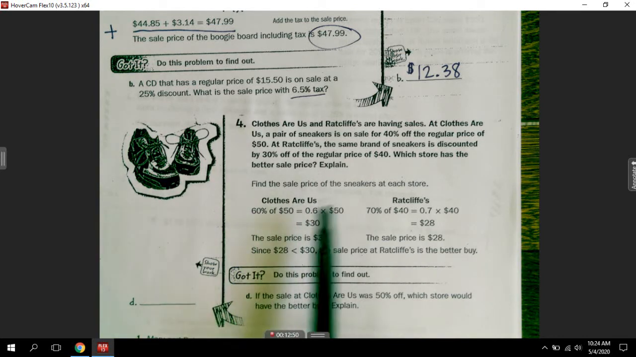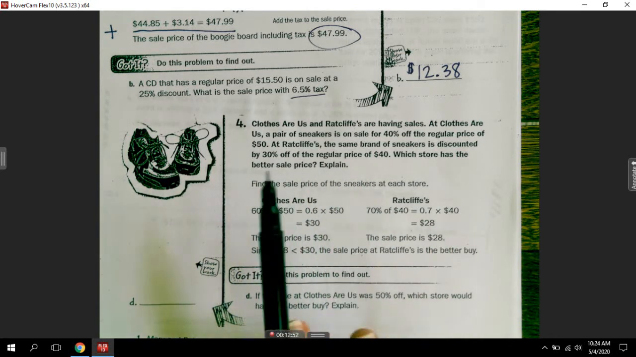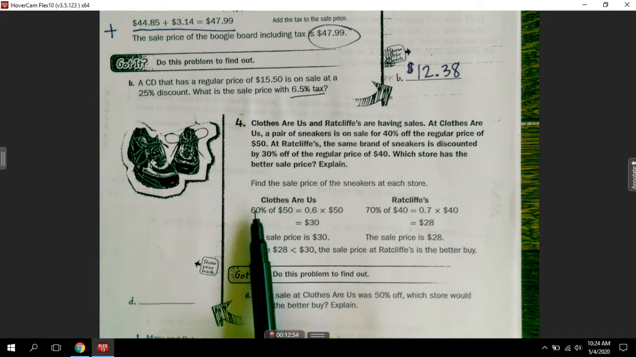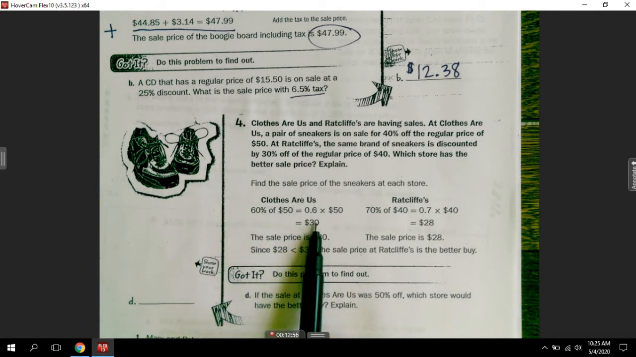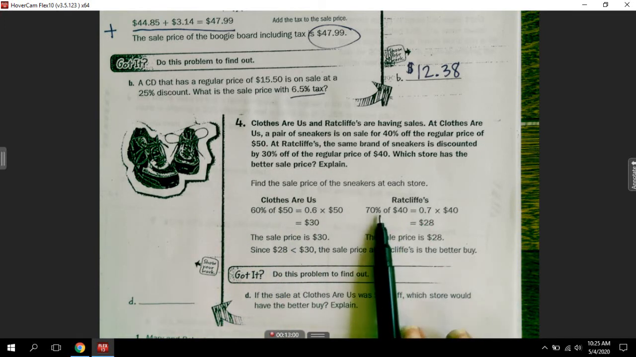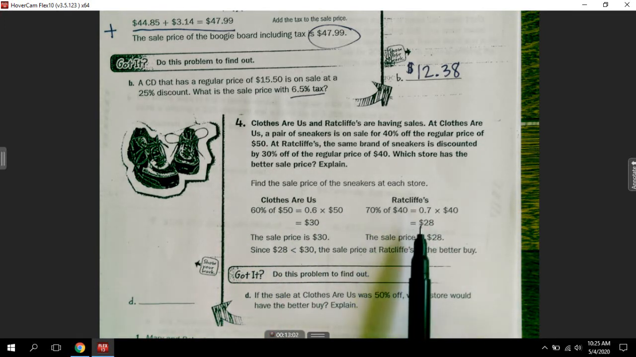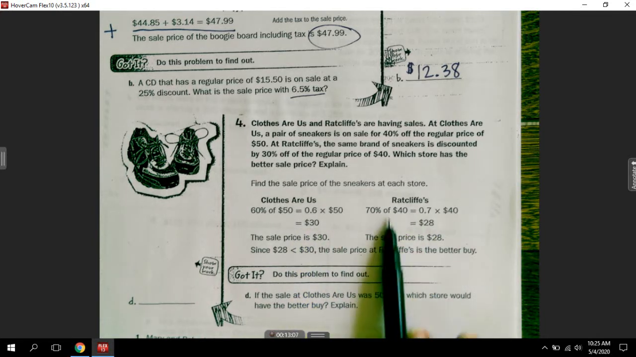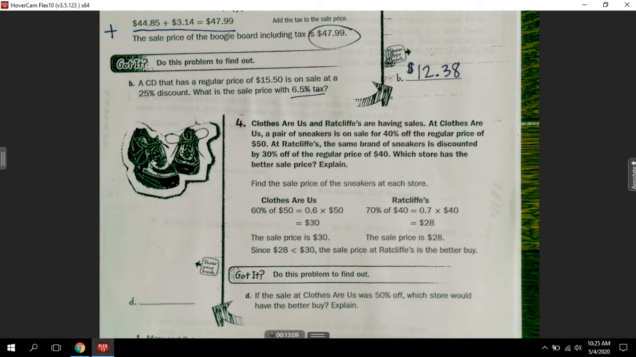So this is just a sale price. We're not taking into consideration any tax or anything. So you're just multiplying that 60% times 50, and that's $30. And then over here is the 70% times 40, which is 28. So obviously you're looking at 30 and 28. So which is the better buy? That would be Radcliffe. Okay.